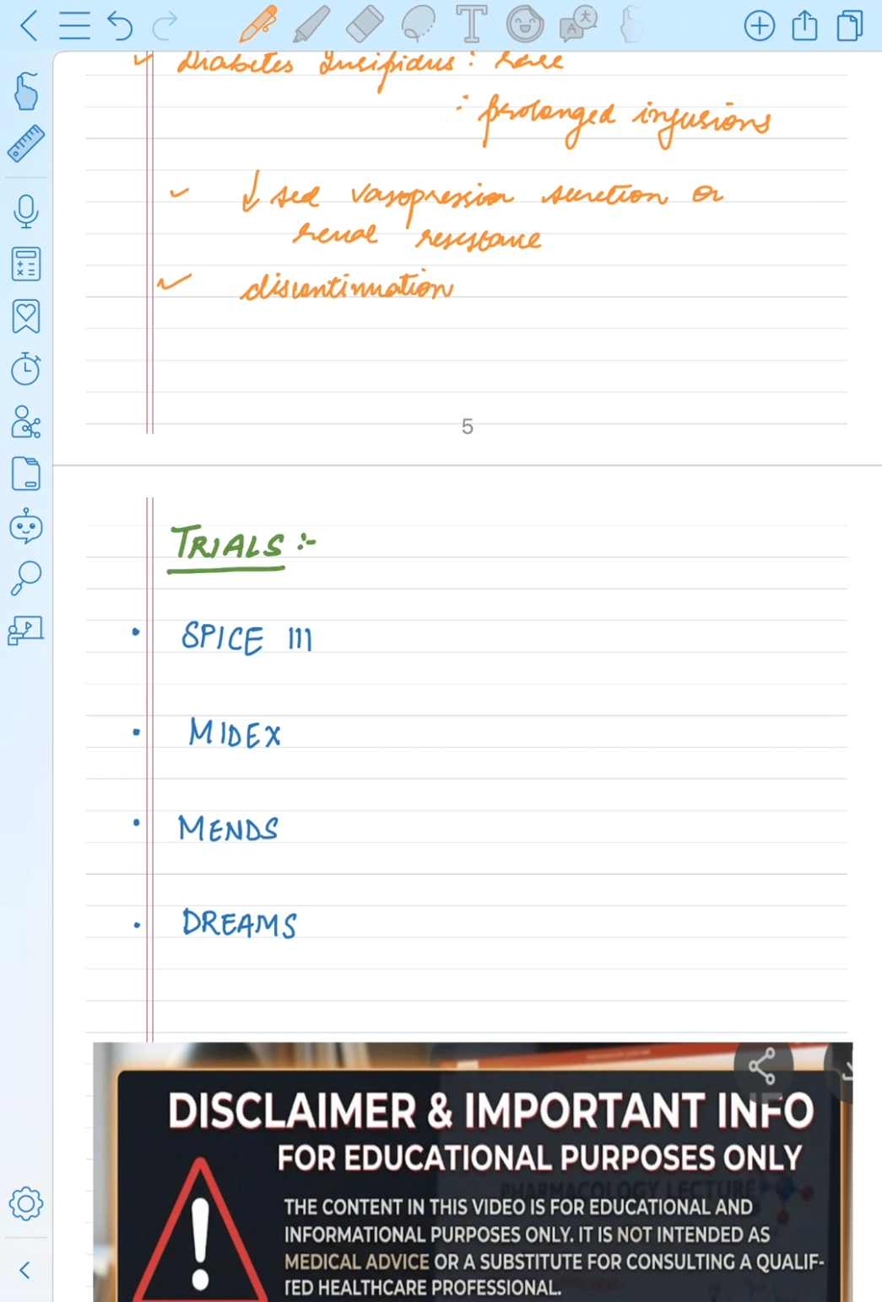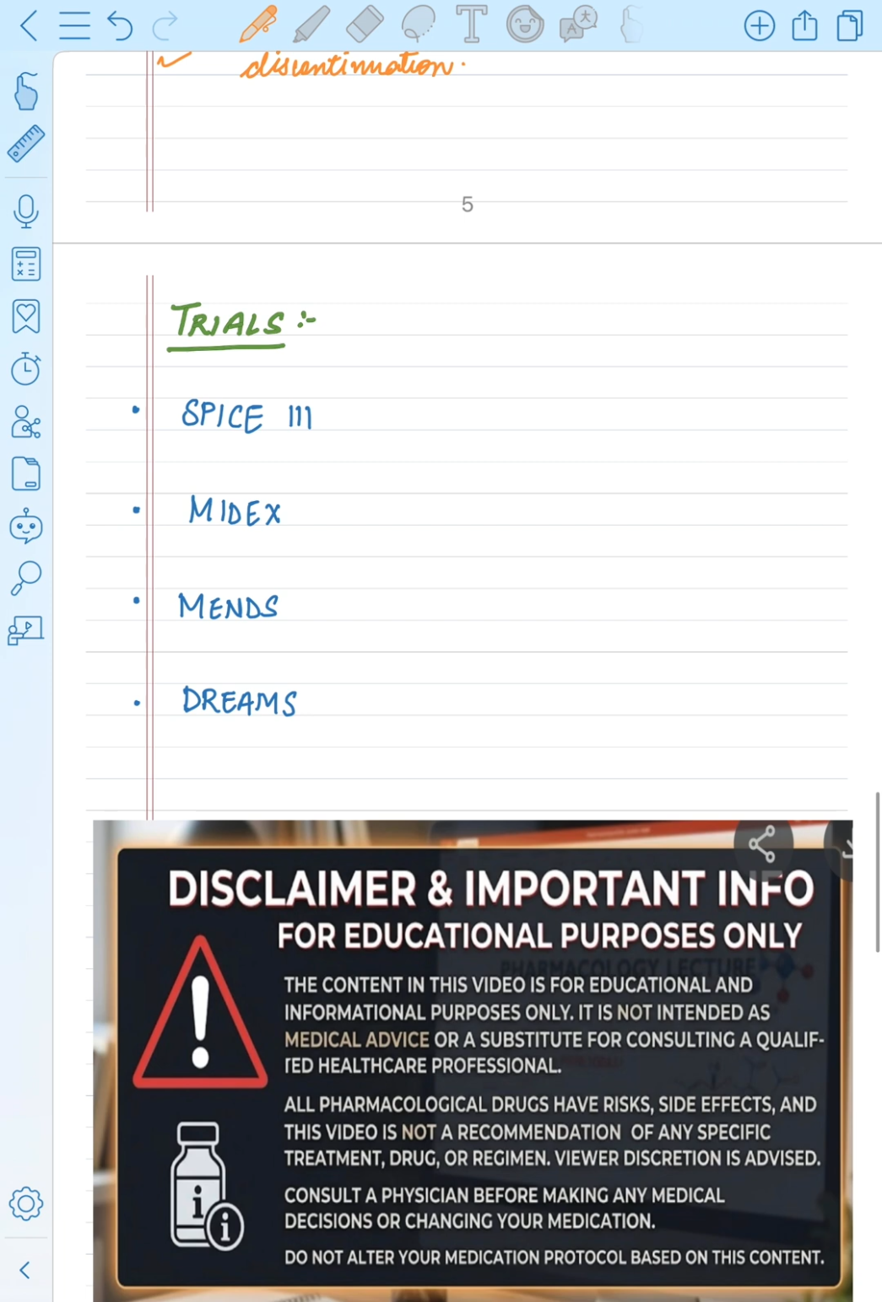Some trials associated with dexmed include the SPICE 3 trial, the MIDEX trial, the PRODEX trial, the MENDS, and the DREAMS trial.